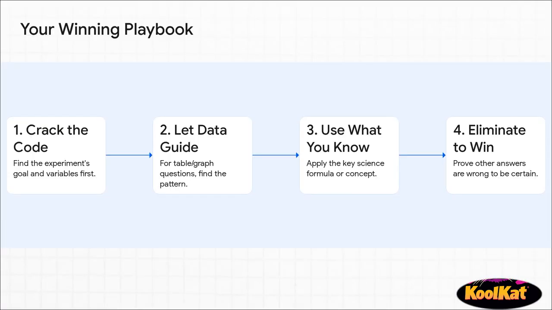And here it is, your winning playbook. Just 4 simple steps. 1. Crack the code. Figure out the goal and the variables first. 2. Let the data guide you. Find the pattern in the chart. 3. Use what you know. Apply that key science concept. And 4. Eliminate to win. Prove the other answers wrong so you can be 100% confident in the right one.